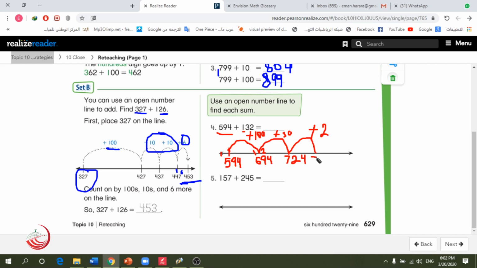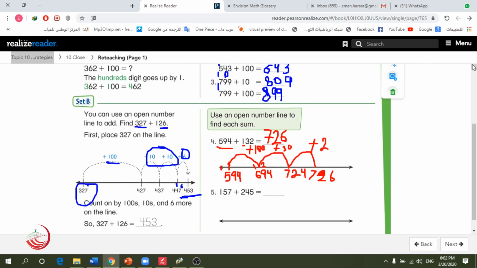First, I will write the hundreds as it is, 700. The tens as it is, which is 2 here. And let's add to the 4, 2, 5, 6. So the final answer will be 726. Excellent. Now let's go to the last question.